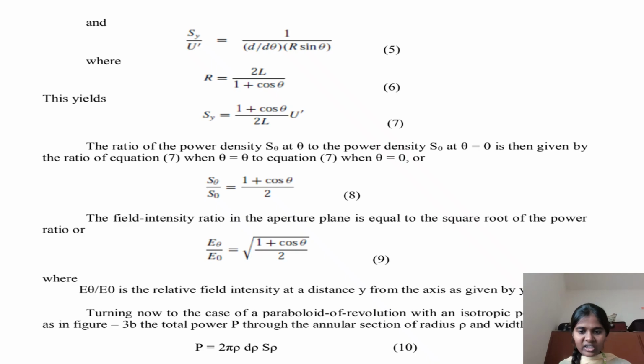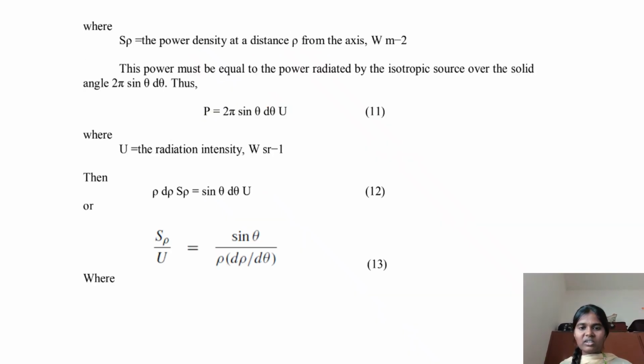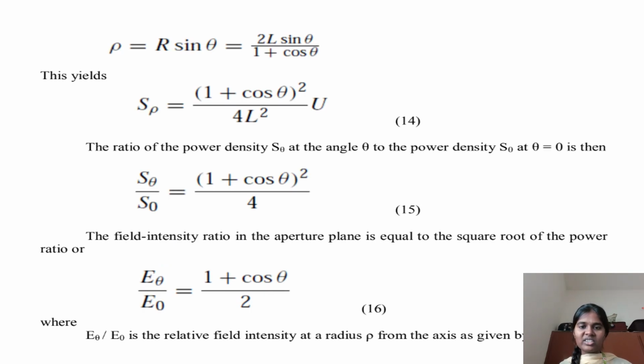We want to find the electric field of the parabolic antenna. So E theta by E naught equals the square root of (1 plus cos theta) by 2. From the second figure, we take rho equals r sin theta, and the other power equation equals 2 pi rho sin theta.